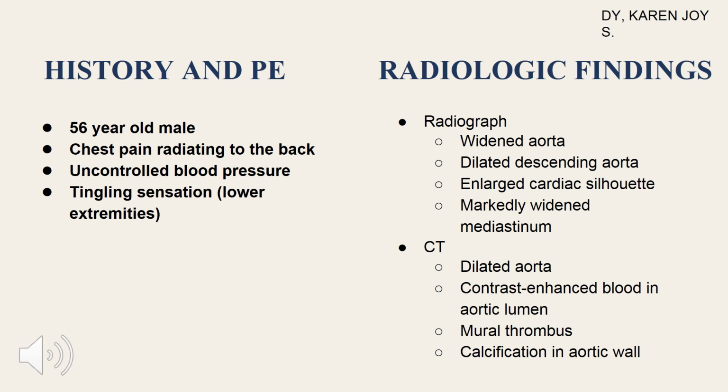The summary of the radiologic findings include widened aorta, dilated descending aorta, enlarged cardiac silhouette, and a widened mediastinum. Also on CT scan, there's a dilated aorta, contrast-enhanced blood in the aortic lumen, mural thrombus, and calcification in the aortic wall.